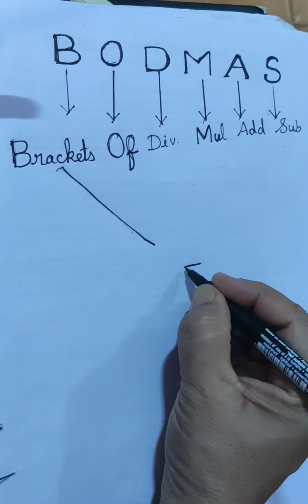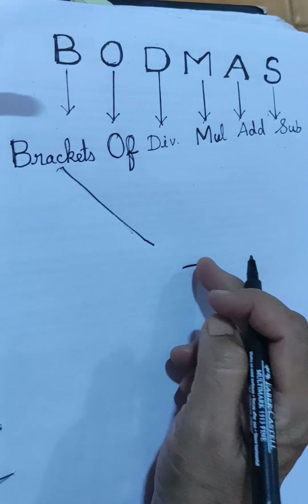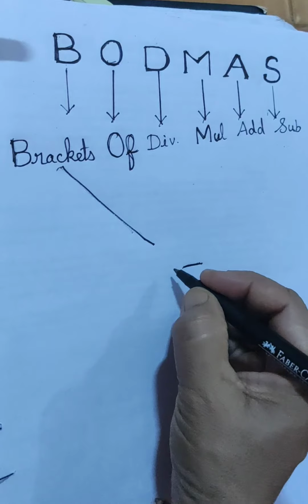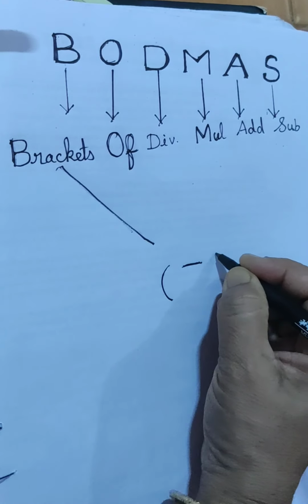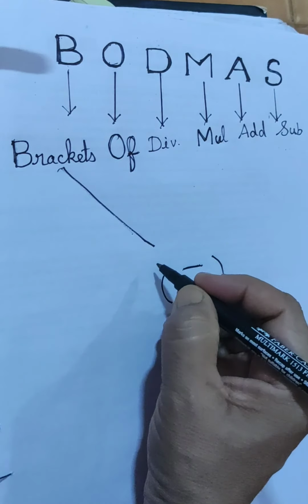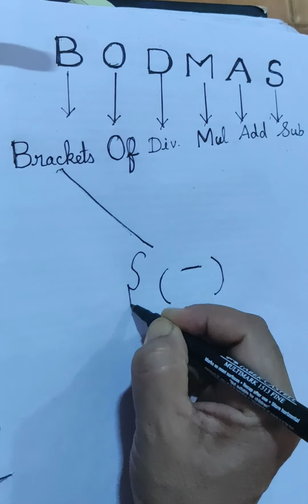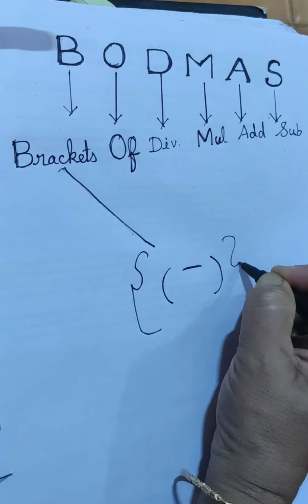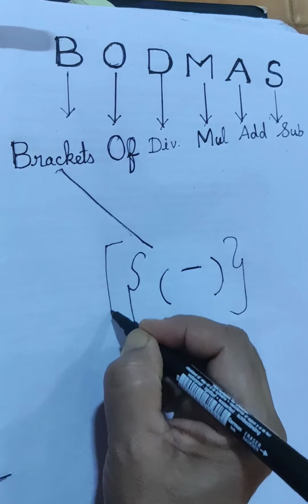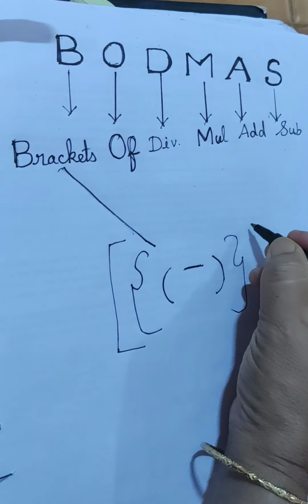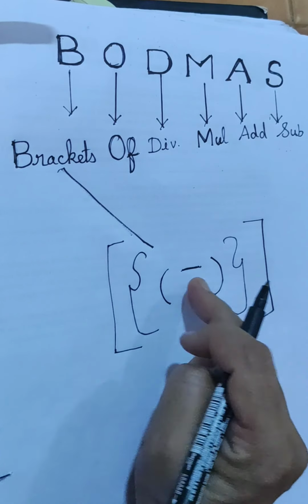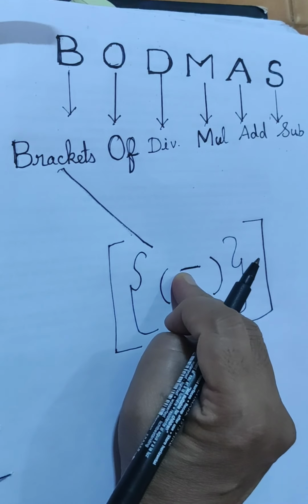This is said to be a bar bracket, which has to be written above the number. Then this is said to be a curve bracket. Then this is said to be a curly bracket. Then the last one is the square bracket. This is the bar bracket, but in 6th standard you are not using the bar bracket.